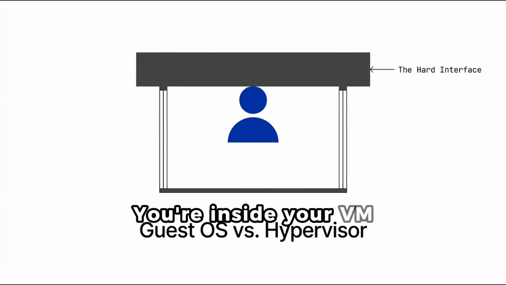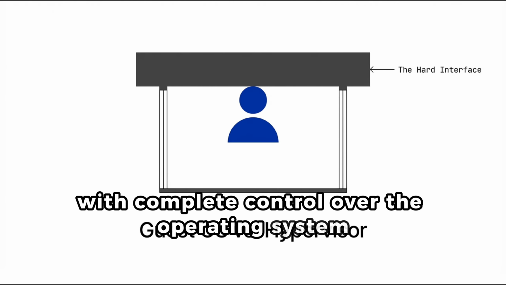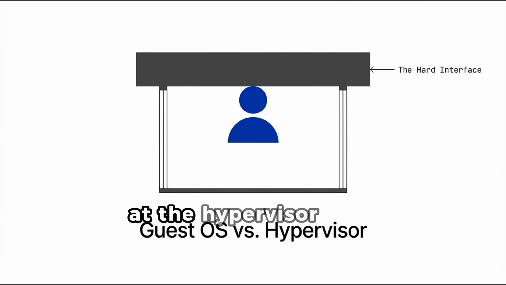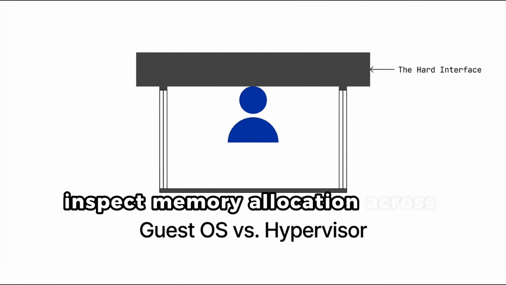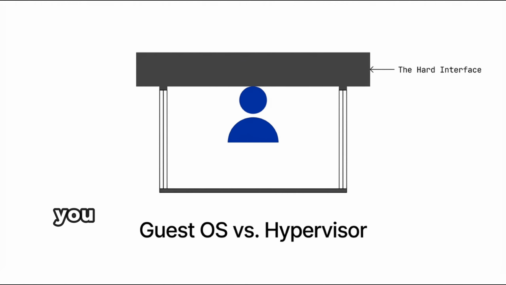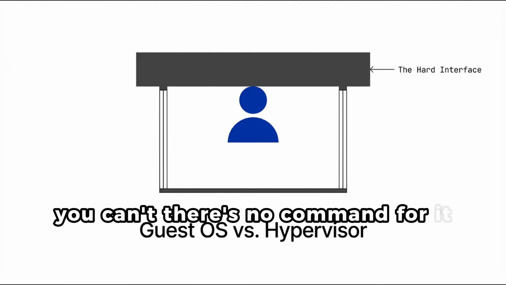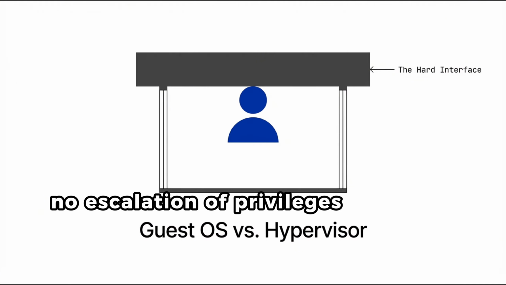You're inside your VM, running as root, with complete control over the operating system. You want to see what's happening at the hypervisor level, check CPU scheduling, inspect memory allocation across VMs, verify network isolation between tenants. You can't. There's no command for it, no API endpoint, no escalation of privileges that gets you there.